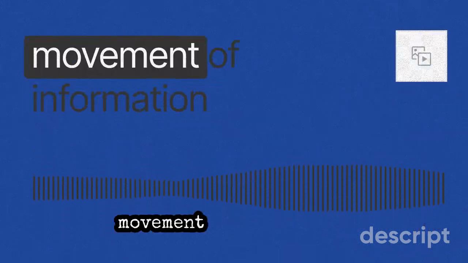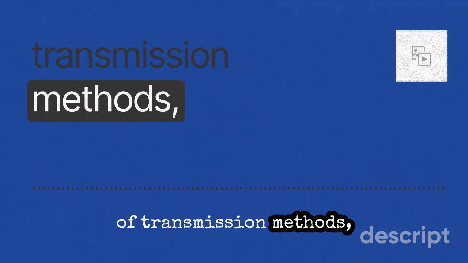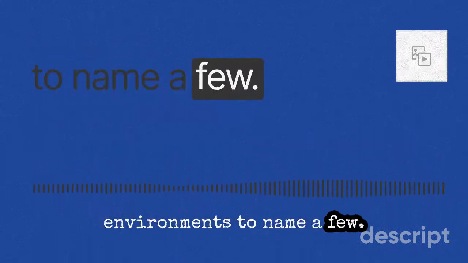Data flow refers to the movement of information between two or more points within a network or computer system. This involves several stages and different types of transmission methods, depending on the architecture. There are local, wide-area networks, cloud environments, to name a few.